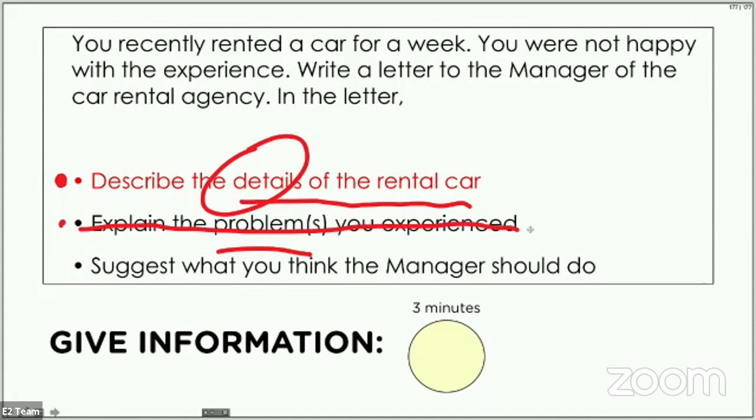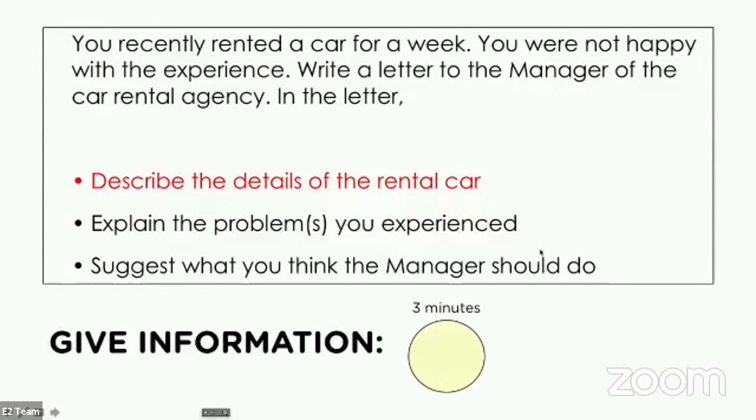We're not explaining the problem. We're explaining the details of the rental car, okay? So try not to mix up your two paragraphs here. You want to keep the problem separate from the details. So carry on your sentence. You'll have 3 minutes to talk about the details of the rental car which you borrowed.